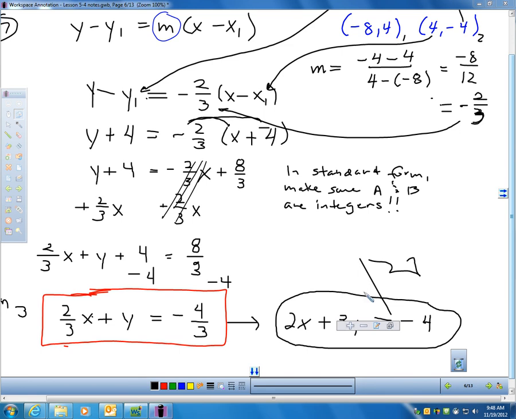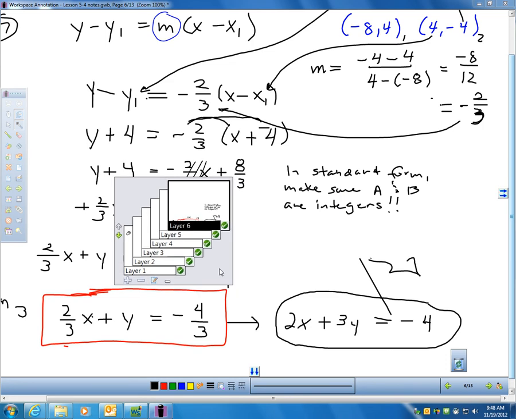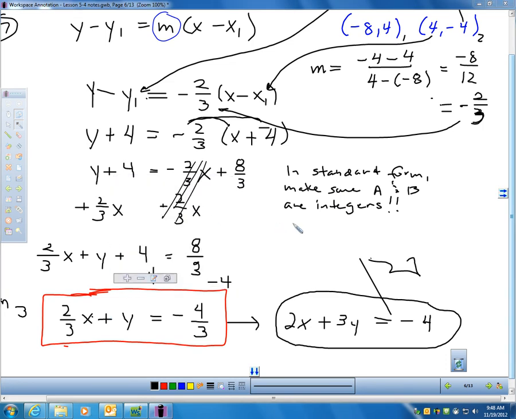Now, one thing in the state of Michigan and part of the Michigan standards for this is when we write an equation in standard form, we are not supposed to have a and b be anything other than integers. A and b must be integers. Okay? Well, if you look at my equation that I have circled in red, 2/3 is not an integer.